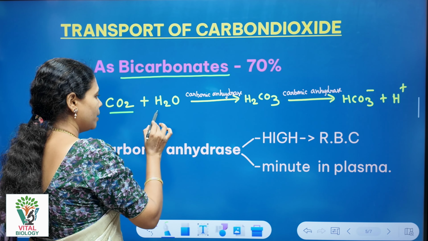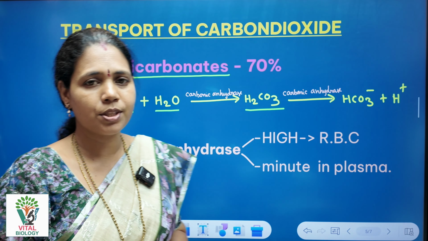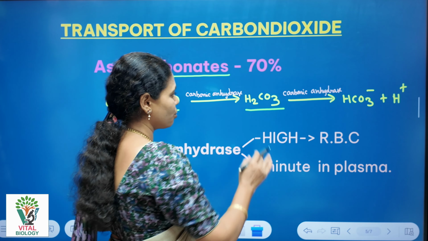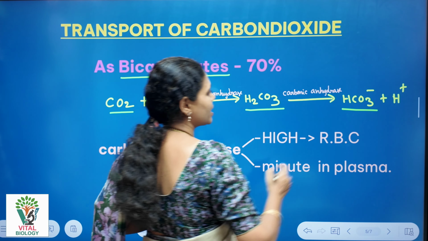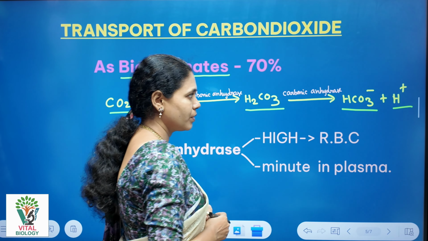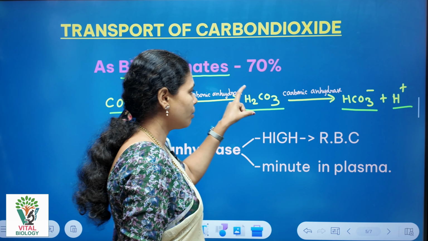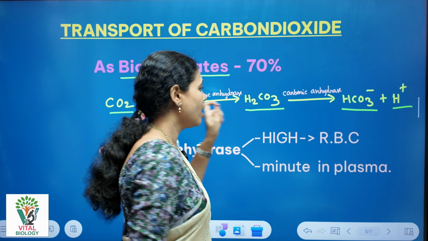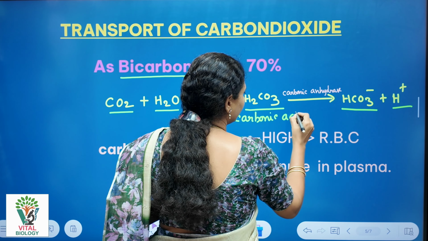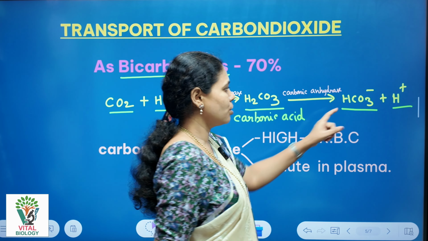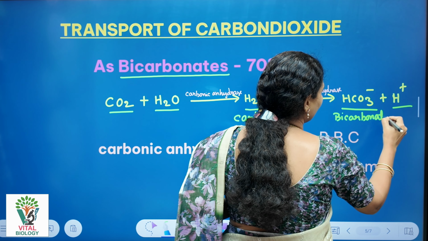So carbon dioxide binds with water and forms carbonic acid, that is H2CO3. And this H2CO3 again dissociates into bicarbonate ions and hydrogen ions. See, carbon dioxide binds with water and forms carbonic acid. That is, H2CO3 is the carbonic acid. And this carbonic acid further dissociates into bicarbonate ions and hydrogen ions.